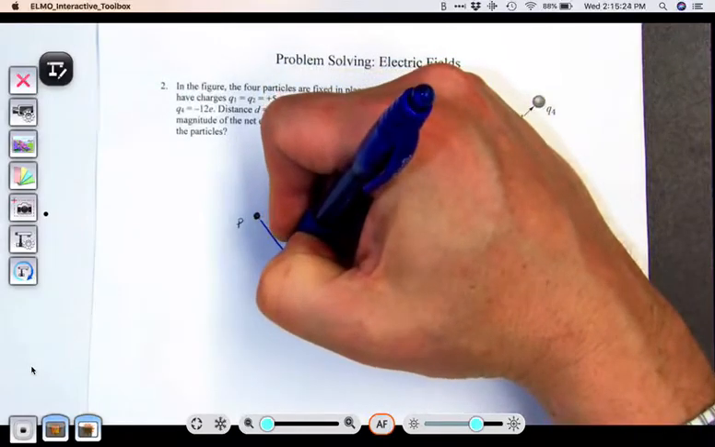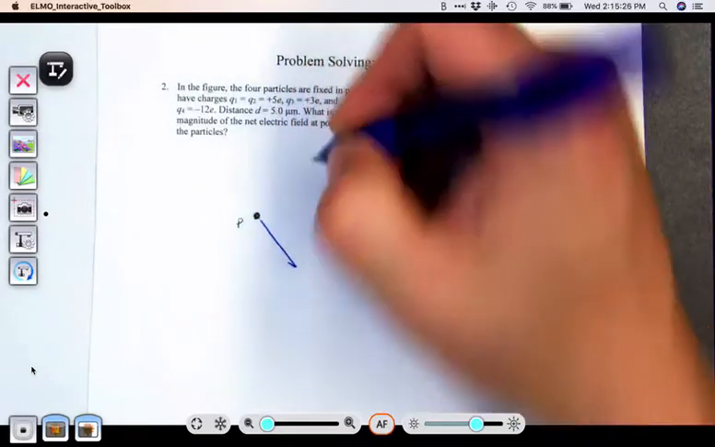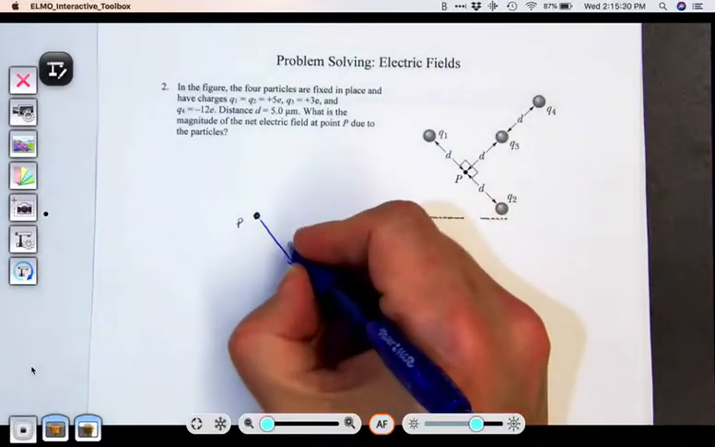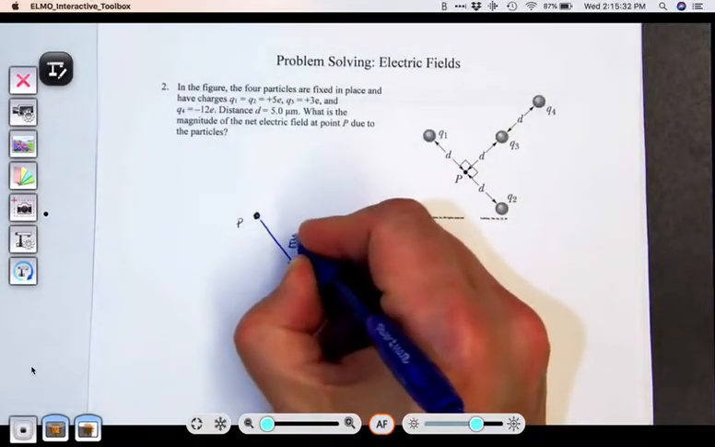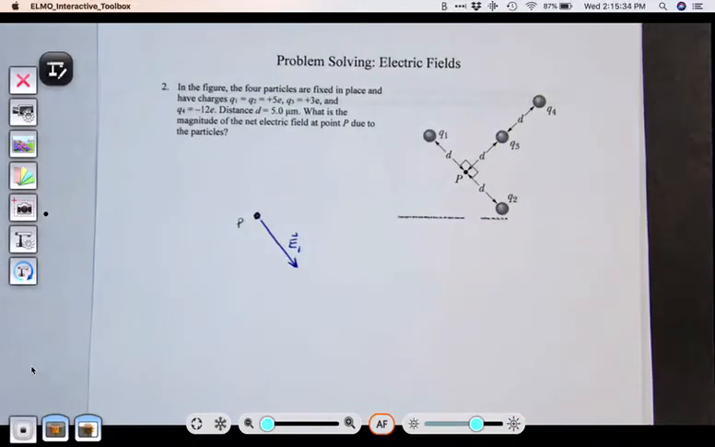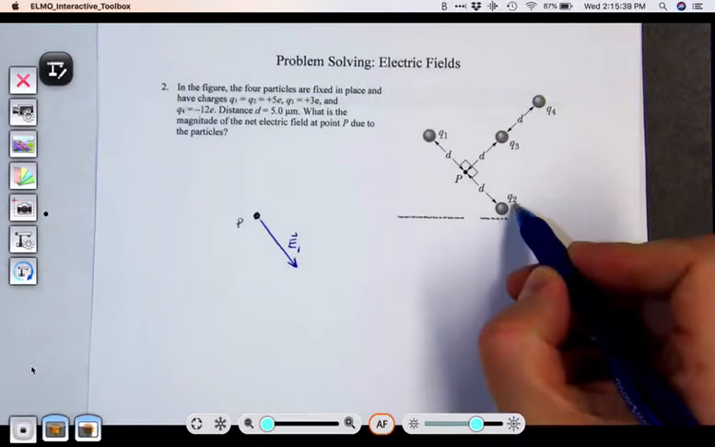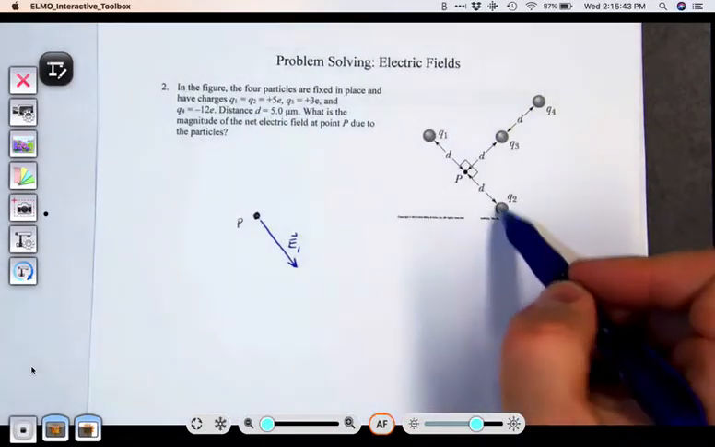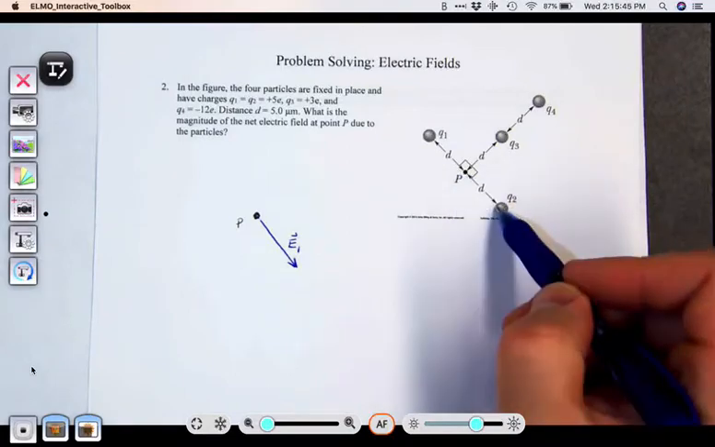And because it's the first vector I'm drawing, I get to draw it exactly whatever length I want to. So this is the electric field from charge 1. How about the electric field from charge 2? Well, charge 2 is also 5e worth of charge. It's also d away, but it's on the other side of point P.